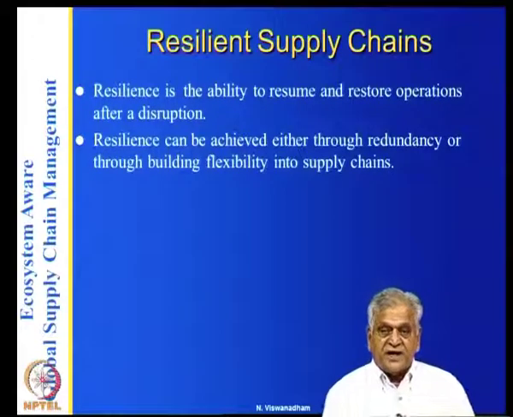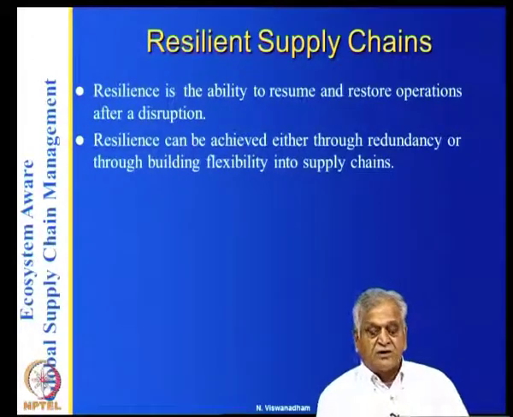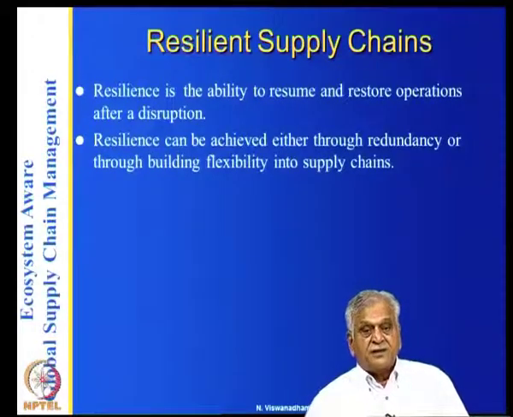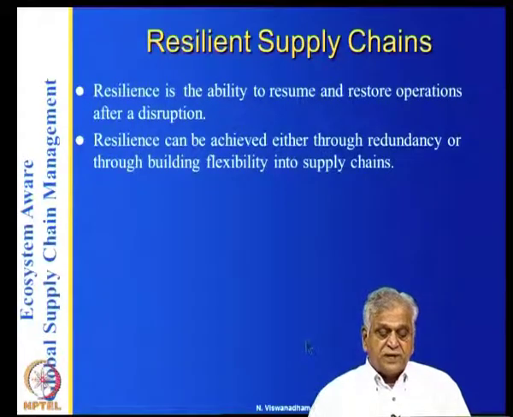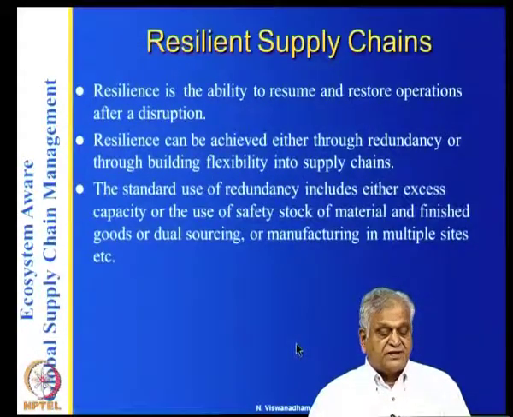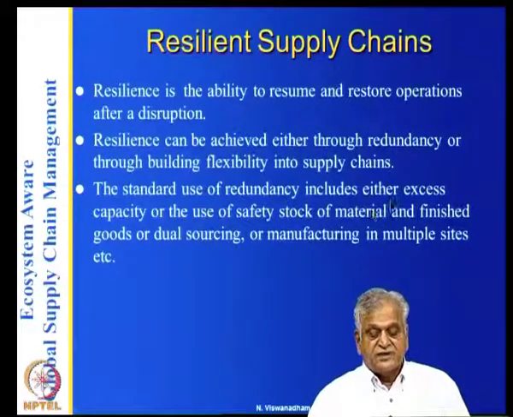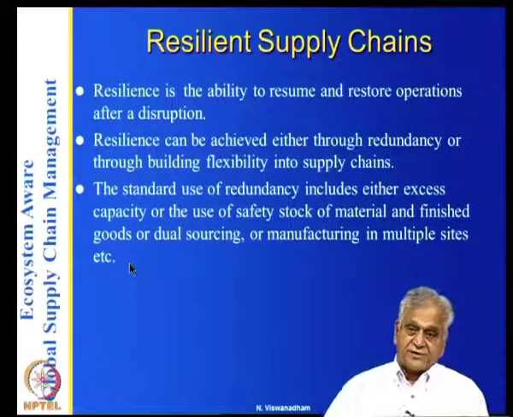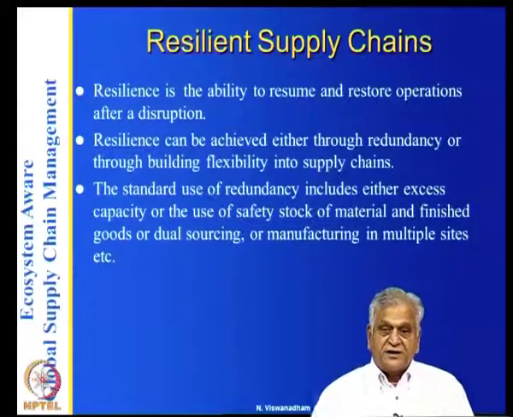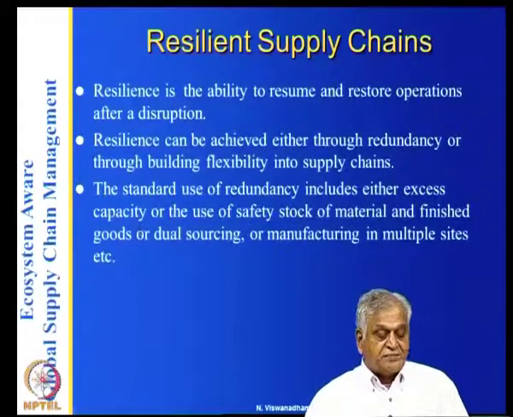We have seen in the example of a supplier failure, if you have redundancy, that is basically if you have inventory or a dual supplier, then you could do it, but you can also build flexibility into the supply chain. Standard use of redundancy includes either excess capacity or use of safety stock of material and finished goods, or dual sourcing, or manufacturing in multiple sites. So, this is what we have seen in that example. You have safety stock and also dual sourcing. You have another place where you can source it from.